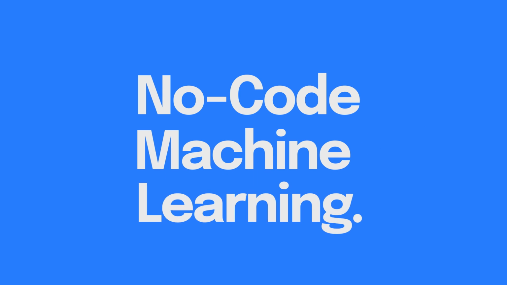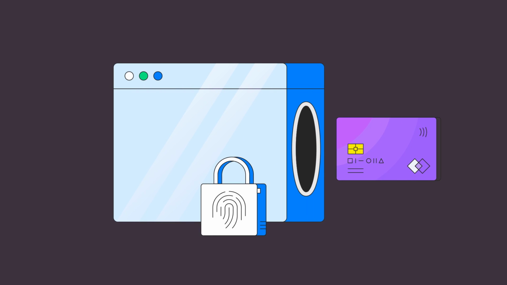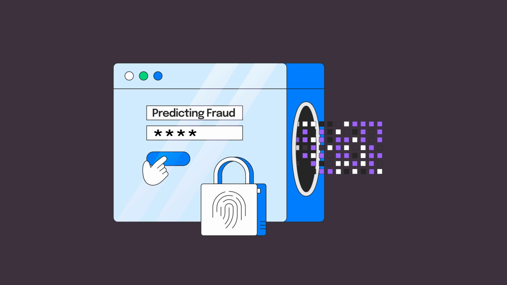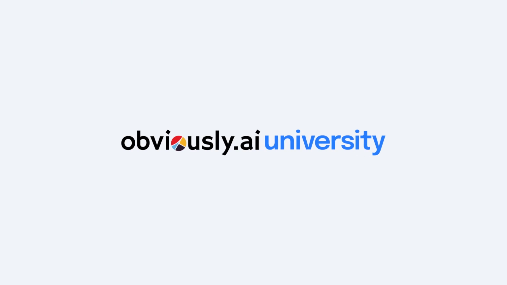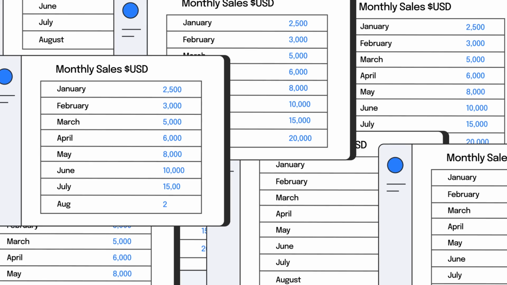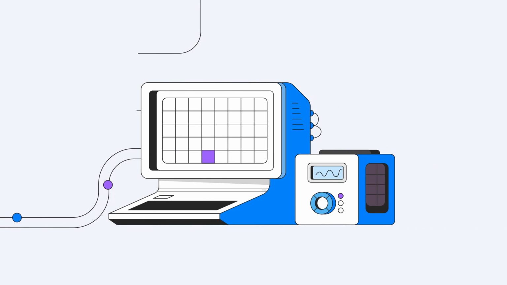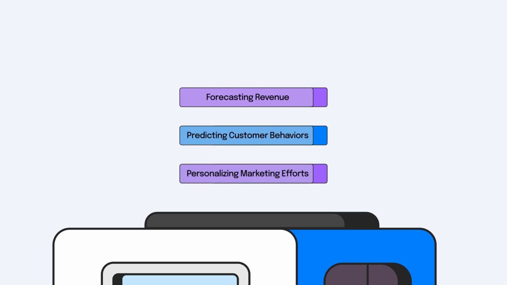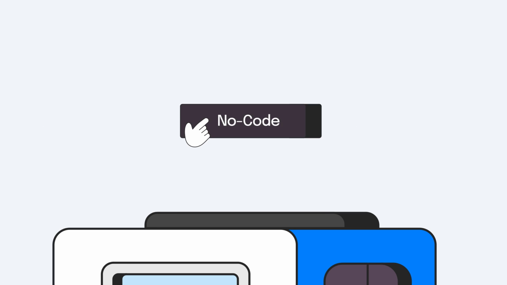No-code machine learning. No-code tools are changing the way businesses run. In just a few clicks, non-technical teams can rapidly run predictions on their historical data in just a matter of seconds. And now, with Obviously AI University, you can quickly and easily learn how to build machine learning models. So you can take this and transform it into that. So that you can do this, this, and maybe even this. All without writing a single line of code.